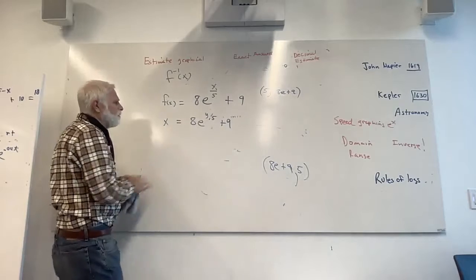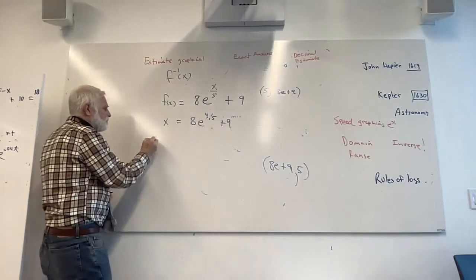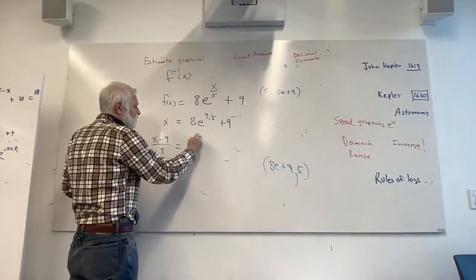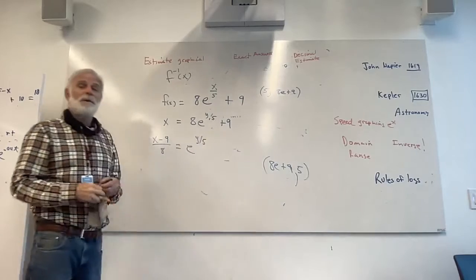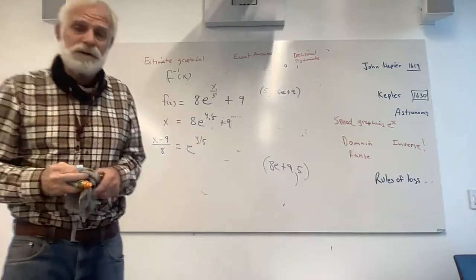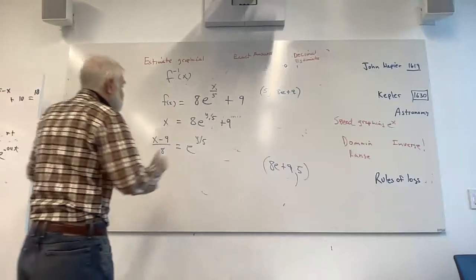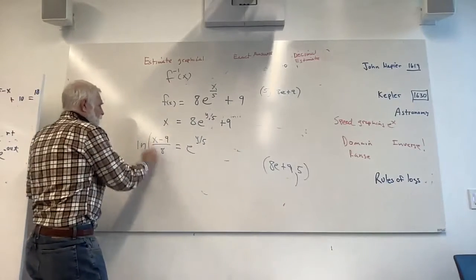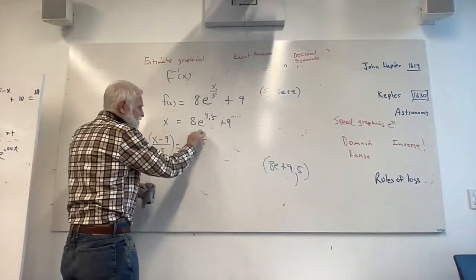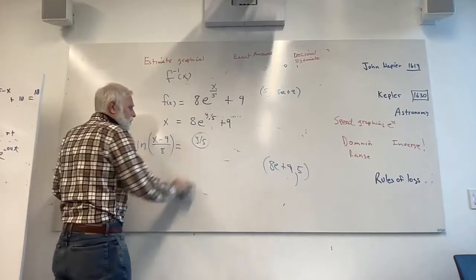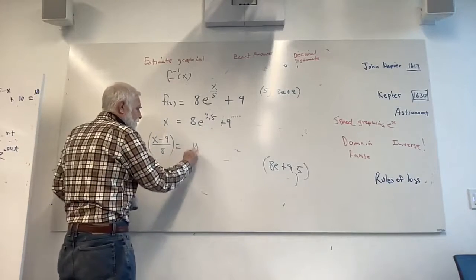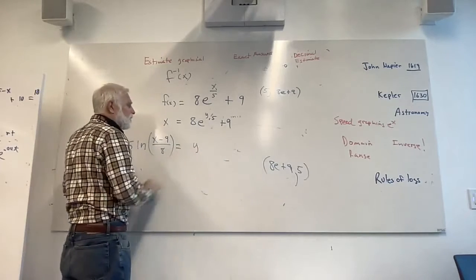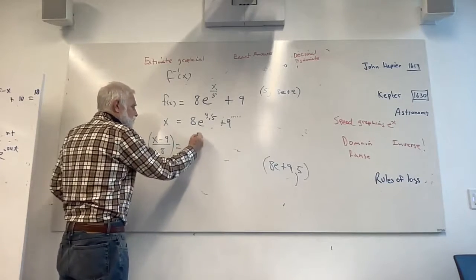So what are the operations? Well, I'm going to subtract 9 and divide by 8. And that gives me e to the y over 5. Have you had enough reps yet to remember what you're supposed to do next? Thank you, John Napier. ln. That finds the value of this exponent. So I'm going to write it as y over 5 here. So now I'm going to put a 5 here, and that's my inverse function.